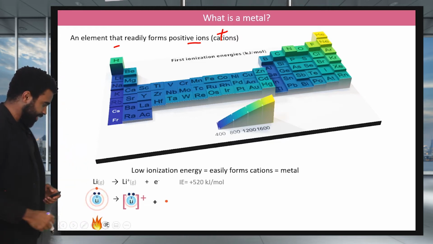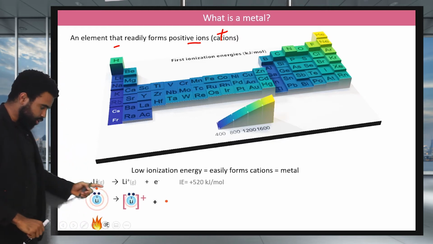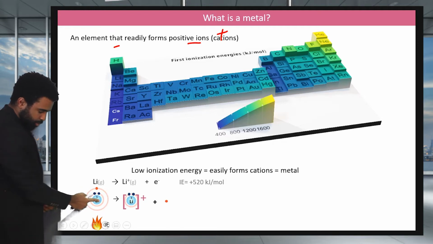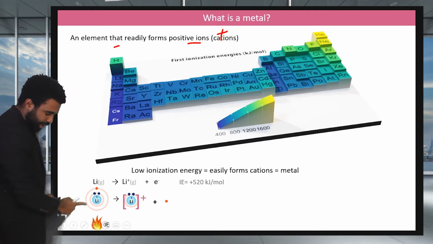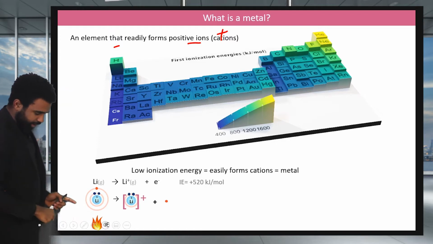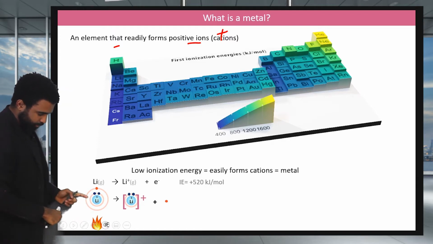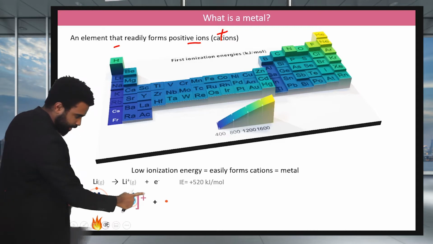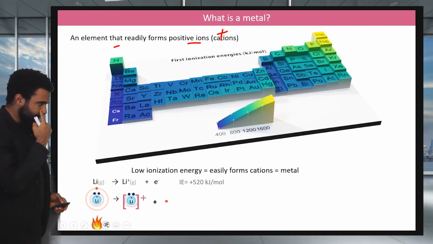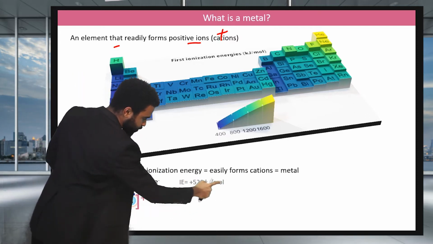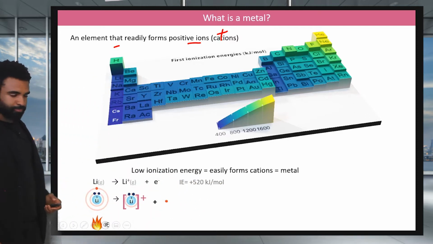Let's look at a quick example here. Here we have lithium, a neutral lithium atom with a nucleus which has 3 protons, as indicated by its atomic number there, 3, and 3 electrons. Now if we add some amount of energy, which we call the ionization energy for lithium, or the first ionization energy for lithium, we can liberate an electron and create a lithium positive ion. And the amount of energy required to do that is 520 kilojoules per mole.